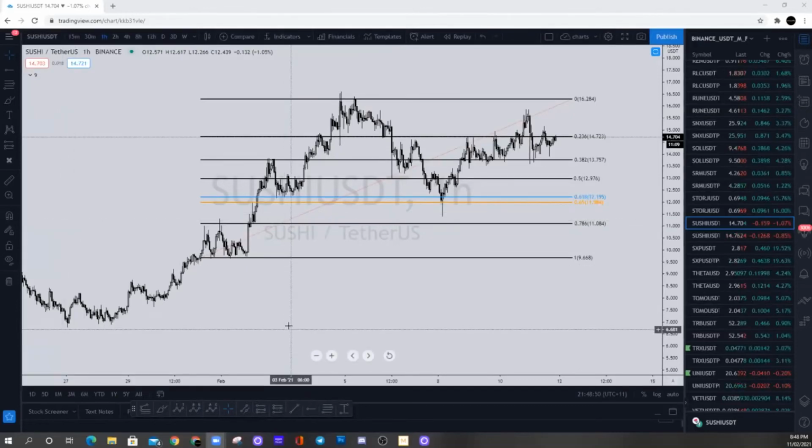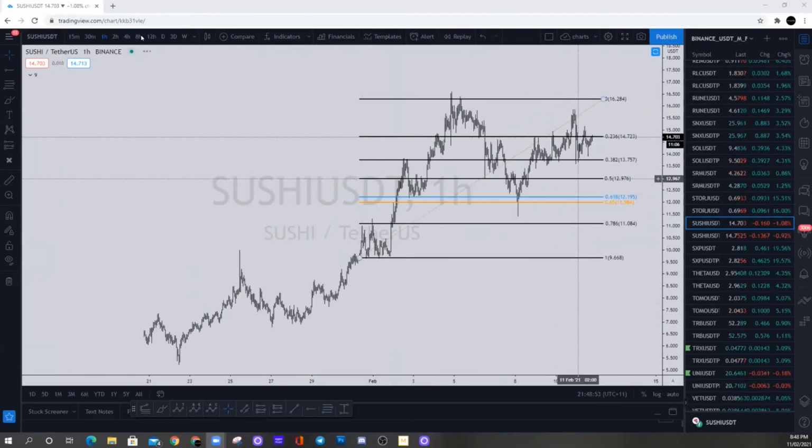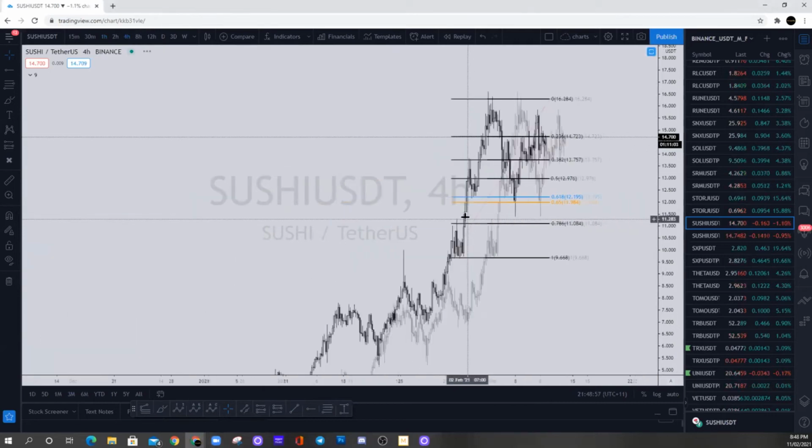Where's me chart? Can everyone see my chart? Yep. Look at this, right? Let's go to a 4 hour just to zoom it out a little bit.